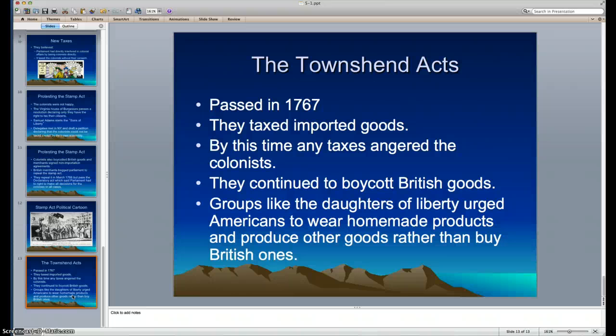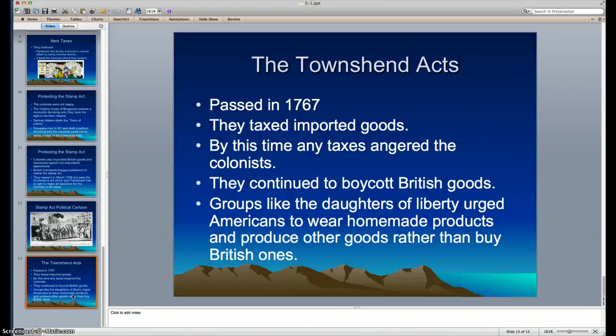Or they could have made a law that made it substantially better, exponentially better for the colonists. But at this point, anything that Great Britain did that even resembled a passage of a law or some kind of control over them upset them. So they continued to boycott the British goods.